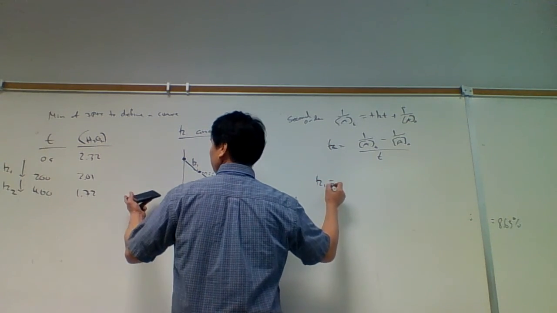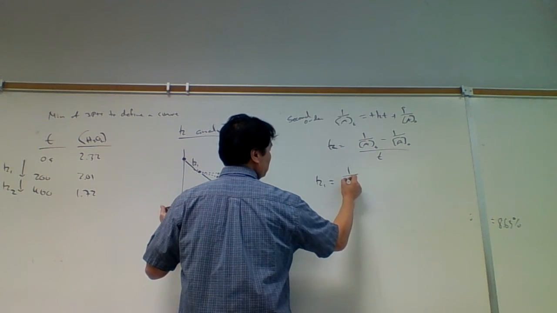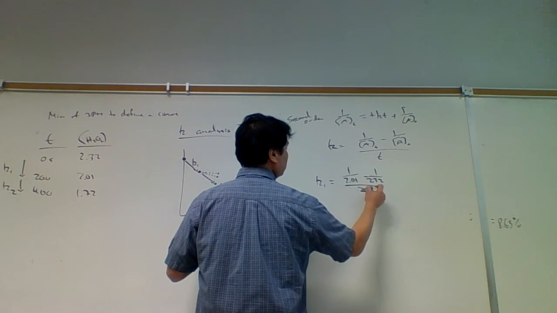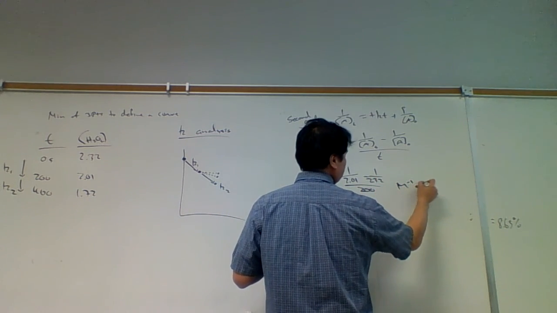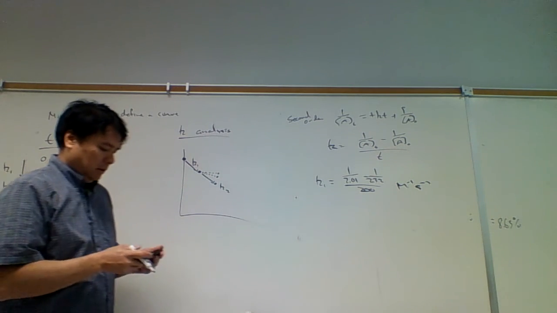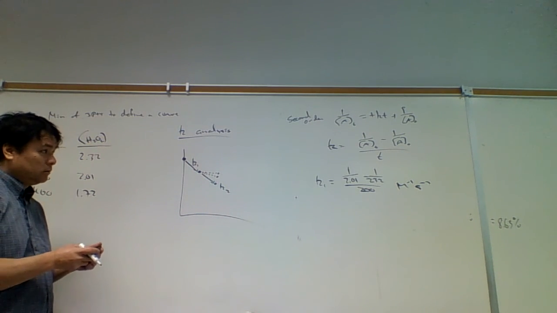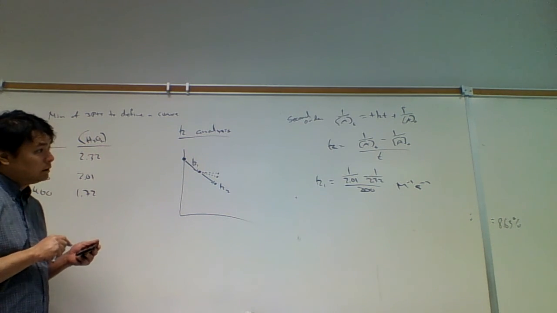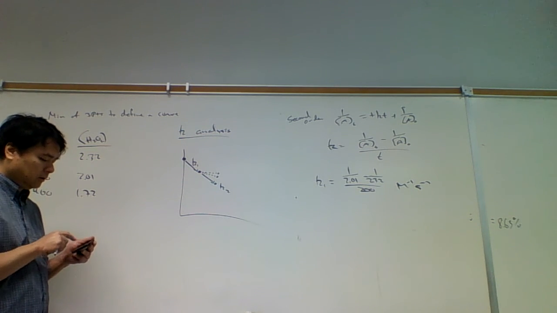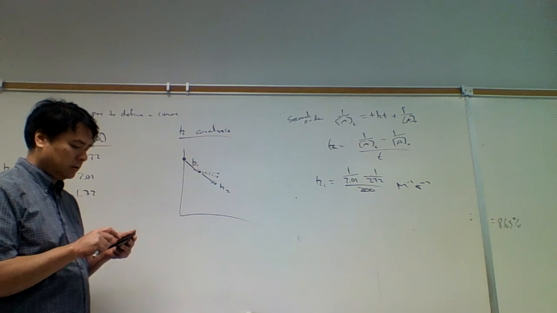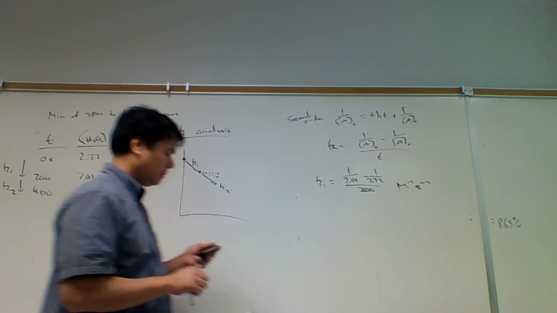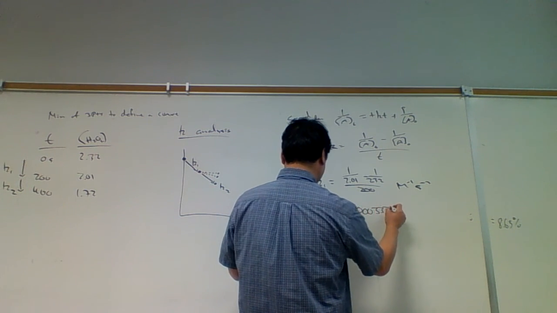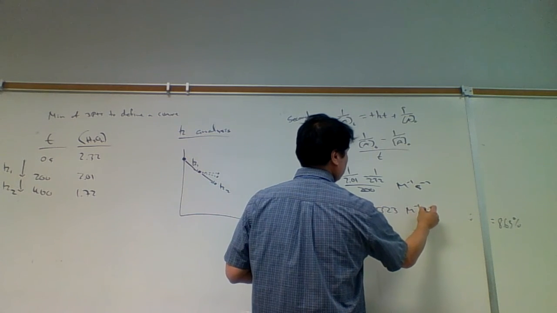And so k1, the first interval here, is going to be 1 over 2.01 minus 1 over 2.32, divided by the time interval, 200. The units here are molar to the minus 1, seconds to the minus 1. The way I'll do this is 2.01 invert minus 2.32 invert equals, divided by 200. That gives 0.003323. Molar to the minus 1, seconds to the minus 1.